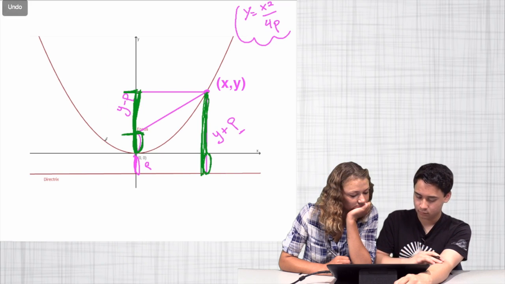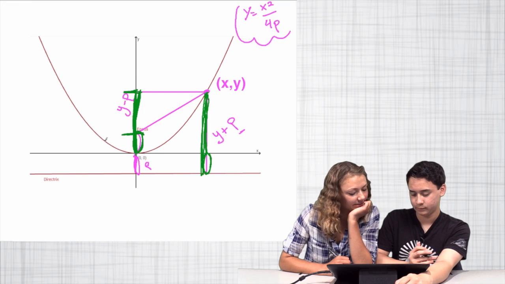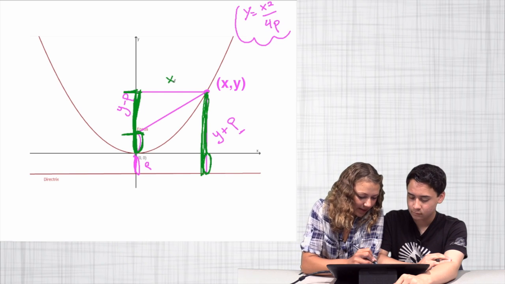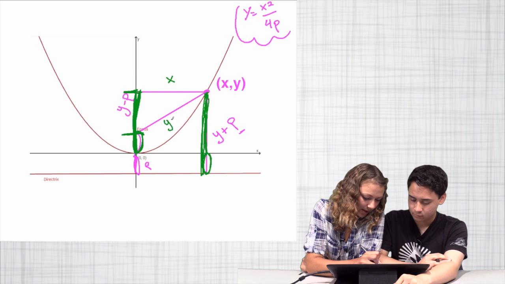Okay. Now, Sasha, do you agree with what he said? I do. Okay. All right, and we still know that that's going to be our x, and then we know that this is going to be y plus p, because that distance to there is the same distance from that to there.